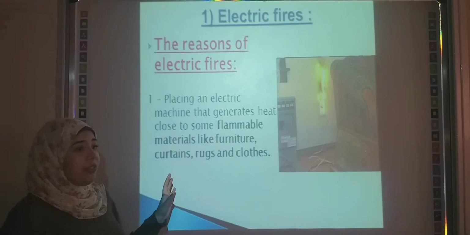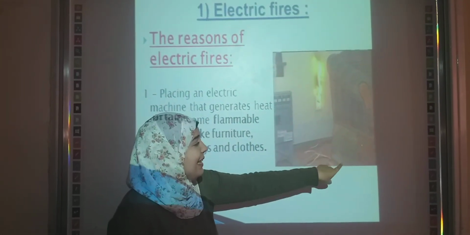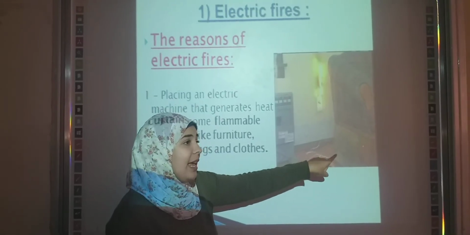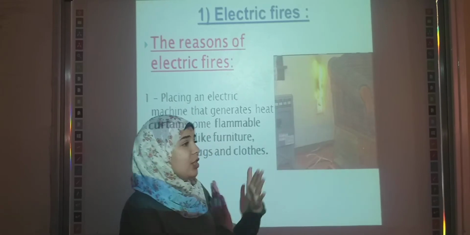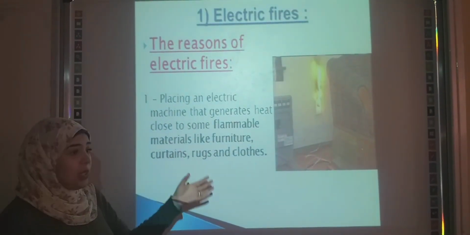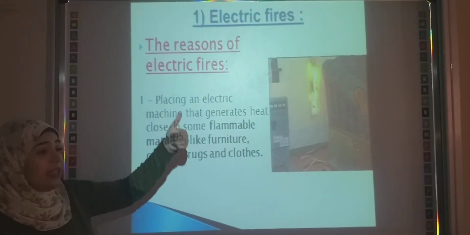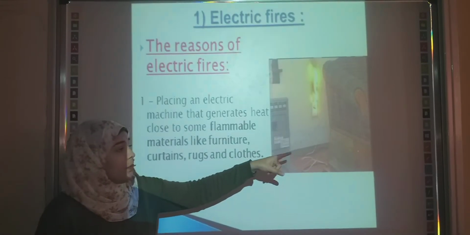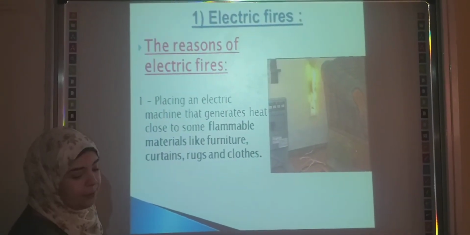What causes electric fire? Number 1. Look here. We have an electric machine that generates heat, like an electric heater or electric iron. If we put it near flammable material, such as furniture, curtains or clothes, it makes a fire. So the first reason for electric fire is putting electric machines that generate heat near flammable material.